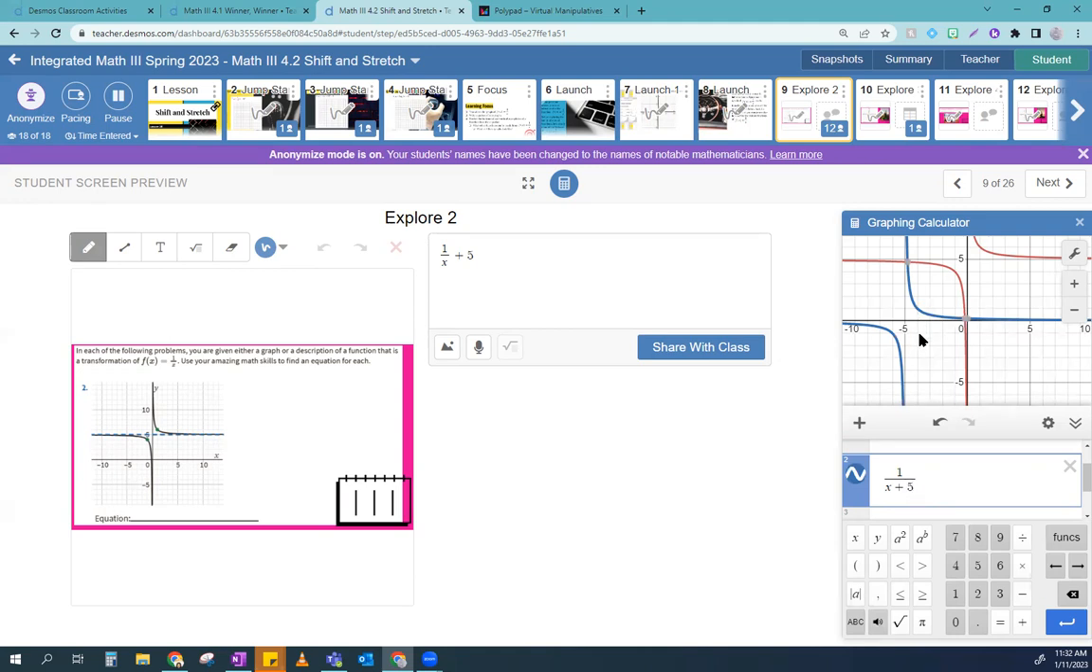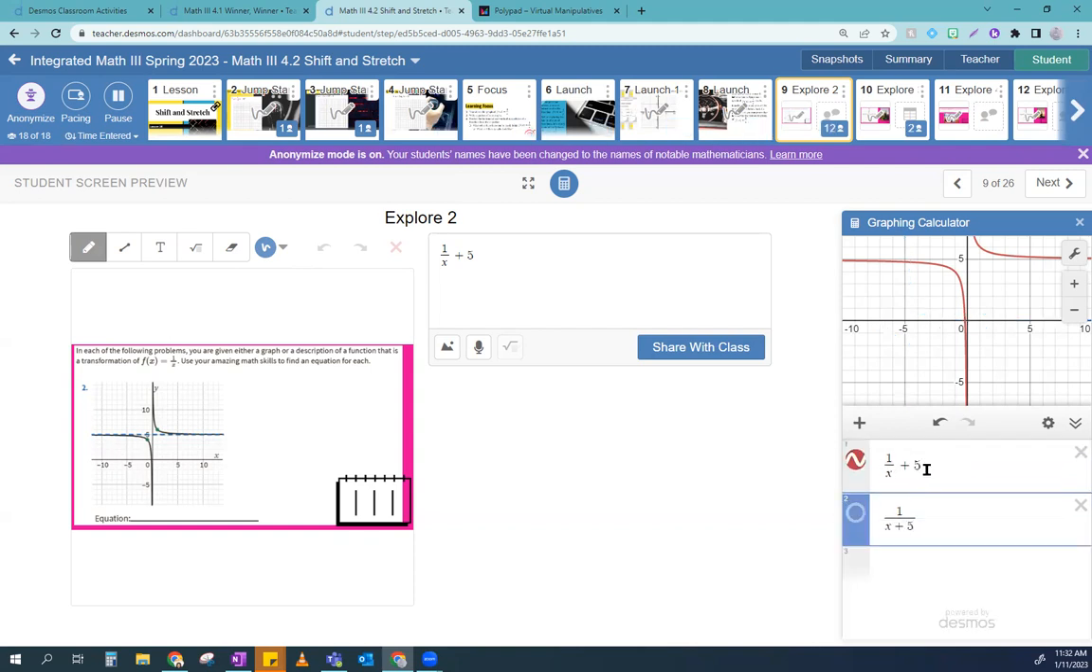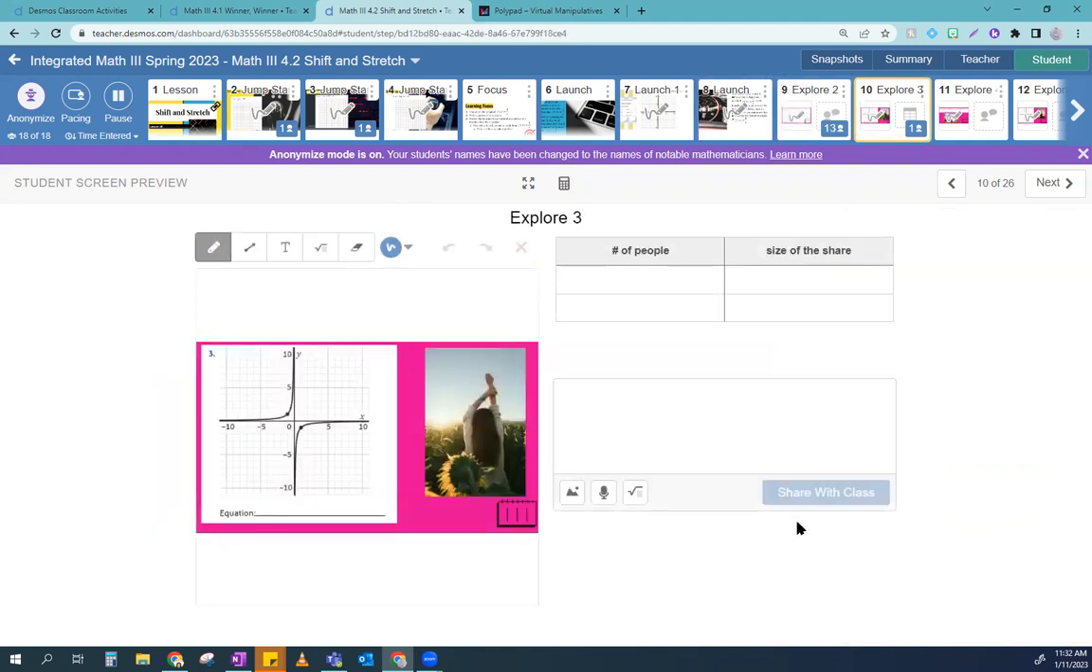Oh, because it's affecting the X, right? So that's the way your brain should be talking to itself. The reason why this 5, I'm going to turn this guy off, the reason why red 5 moved it up is because it's after the function. The reason why blue 5 moved left is because it was with X in backwards land, right? Very good.